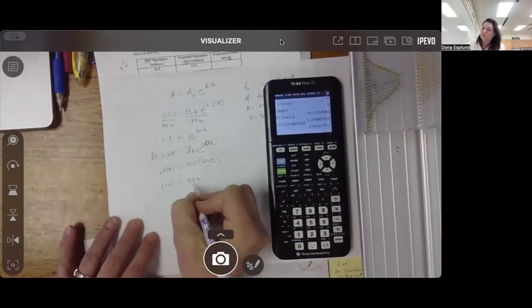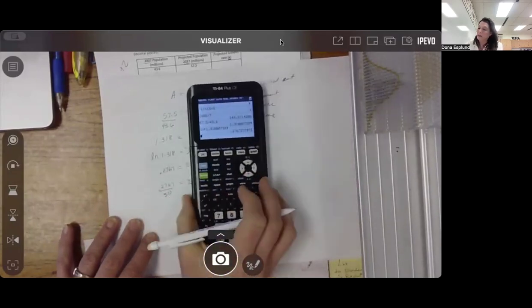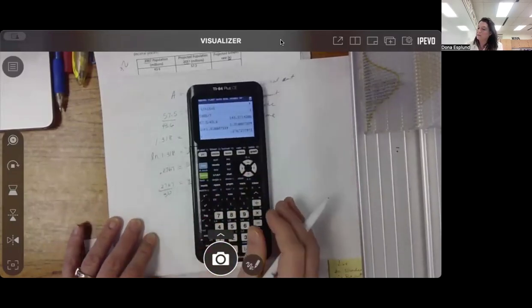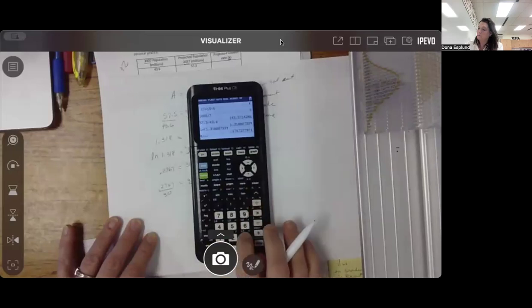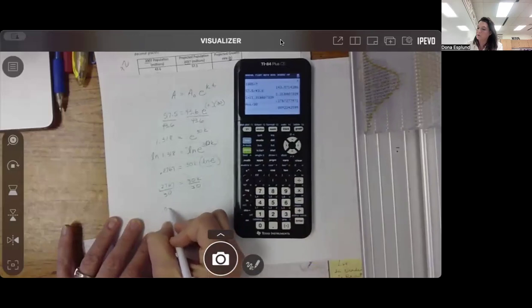And so then I will just divide both sides by 30. So my value of k would be 0.2767 divided by 30. And that's where I end up with 0.0092 is equal to k.